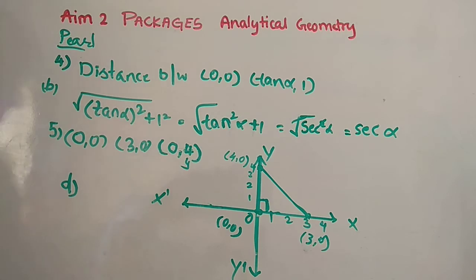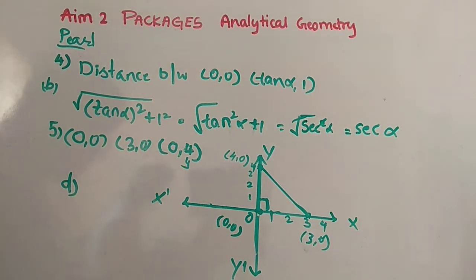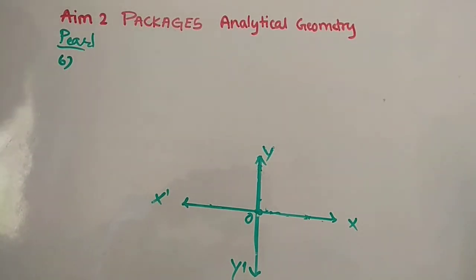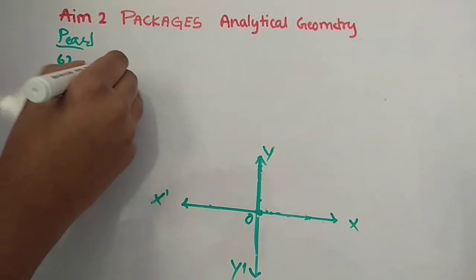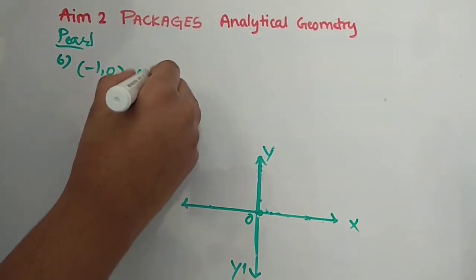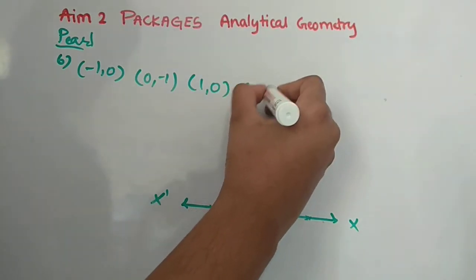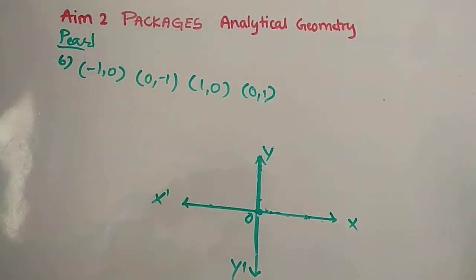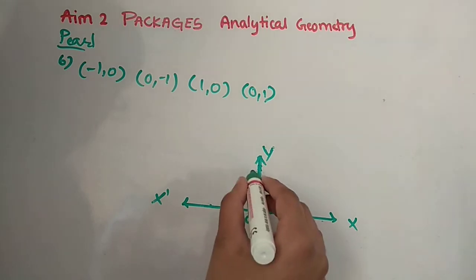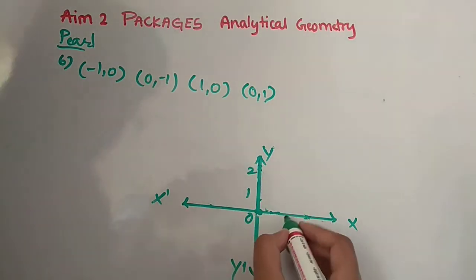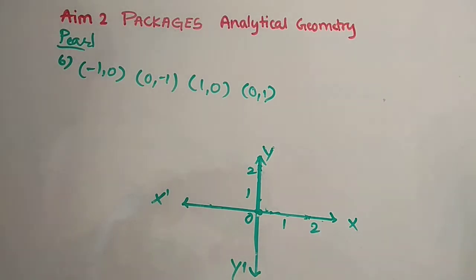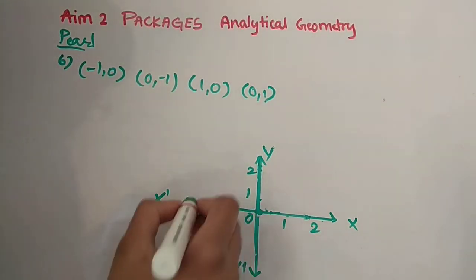Okay, now for the sixth one also we need to draw. So I'm going to use the same graph here. So let's start. Now for the sixth one, they have given us 4 points and we have to see what shape it forms. So first is (-1, 0), (0, -1), then (1, 0), and then (0, 1). So first here, very simple, we need only 1 point from each. So I'll be writing that one point only, like this.